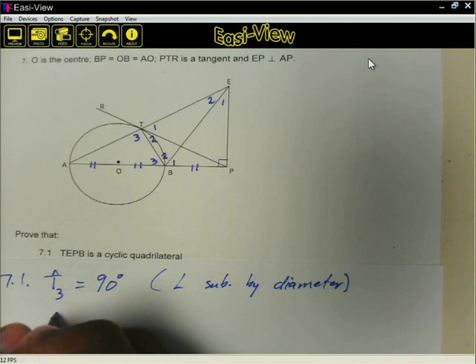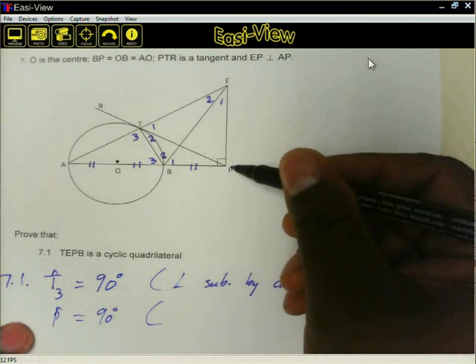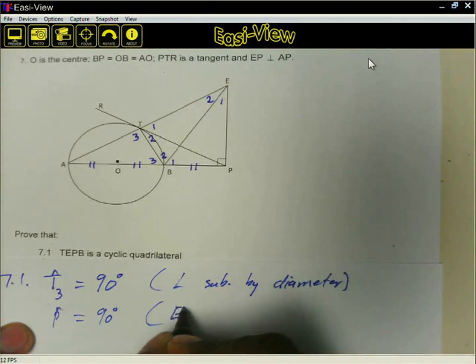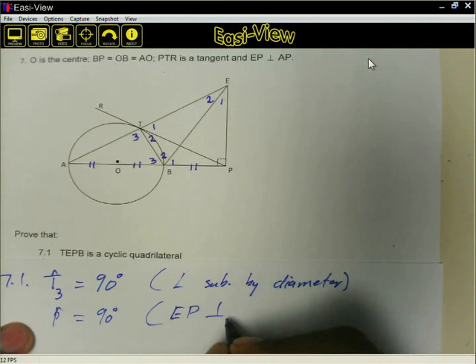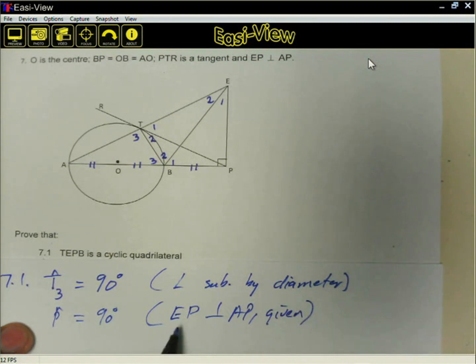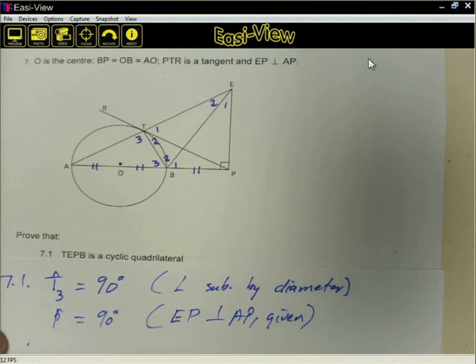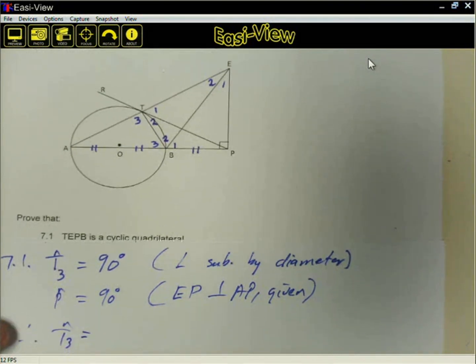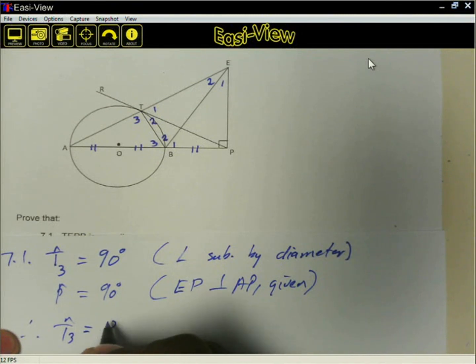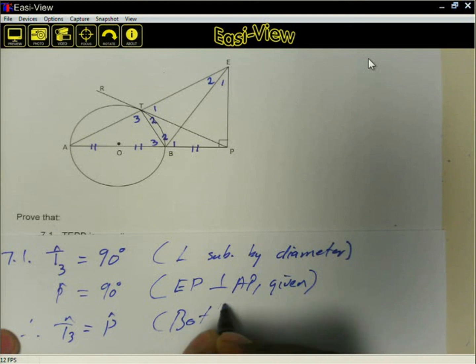Angle P is also equal to 90 degrees. Why do we say angle P is equal to 90 degrees? Because it is given that EP is perpendicular to AP. That's why we say angle P is equal to 90 degrees. Therefore, we draw a conclusion: angle T3 is equal to angle P. What is the reason? They are both equal to 90 degrees.